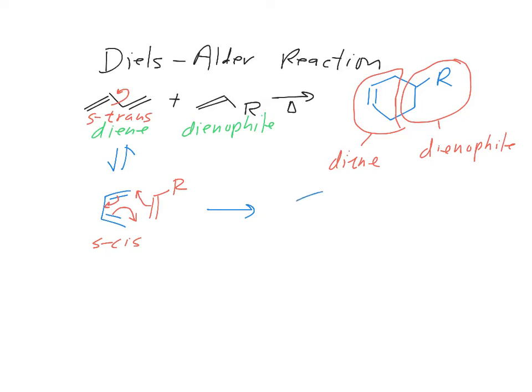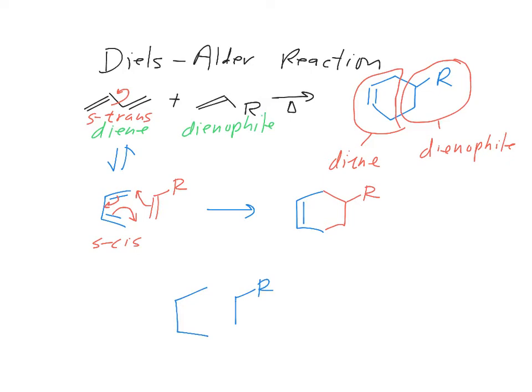So what we get then, if we do these in the same colors, we have this part from the diene, and the double bond is shifted. And here's the portion for the dienophile like this. Okay, so the transition state for this would look something like this.